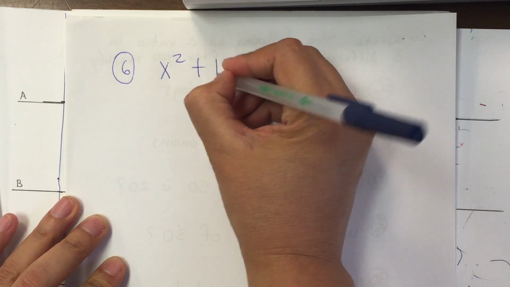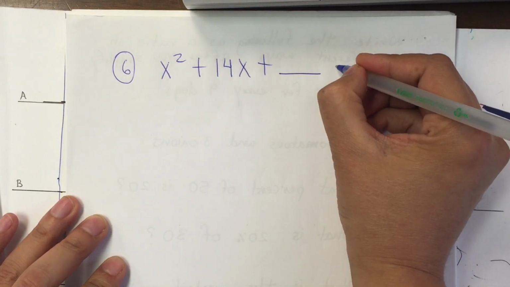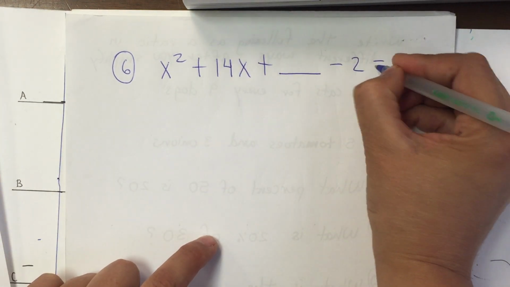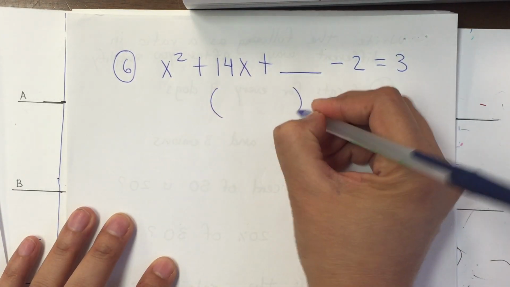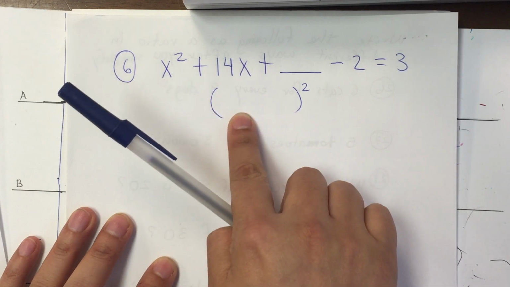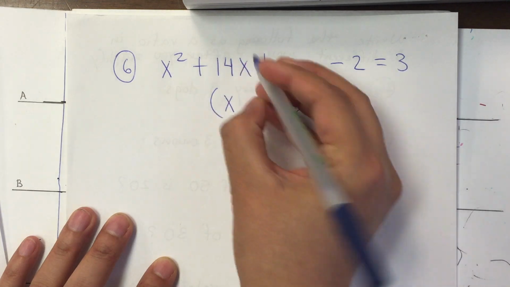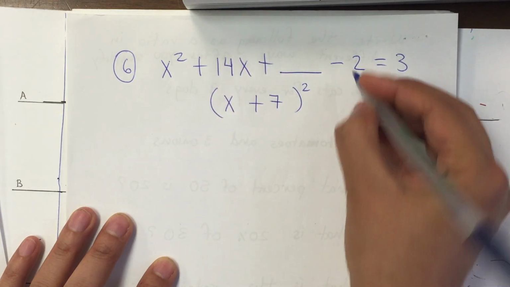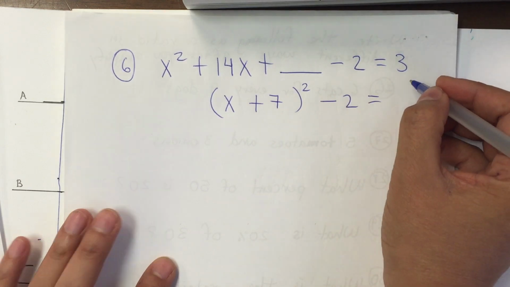So you have x squared plus 14x plus something to complete that square, or the area of that square, minus 2 is equals to 3. So I'm going to open my parentheses to find one side of the square. And so it's x, half of the middle term, which is positive 7. And then I bring down this minus 2 equals.